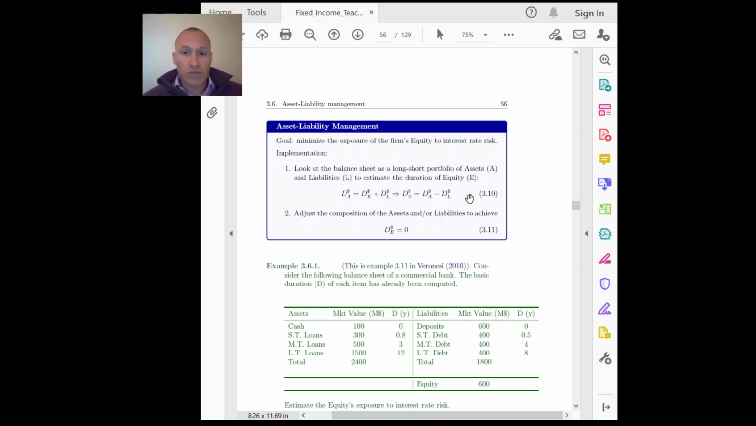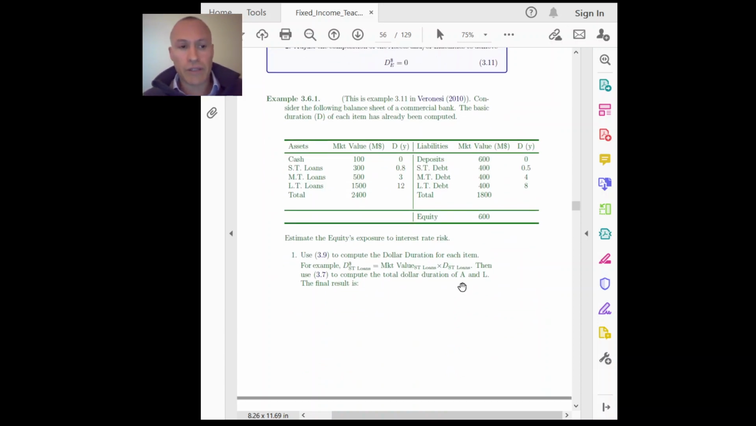And then I'm going to take actions to manage that risk. I can adjust the composition of the assets and the liabilities to drive down the dollar duration of equity, the exposure, the sensitivity of the equity to interest rates. In the limit, I could make that sensitivity zero, and in this case, there would be no interest rate risk. So let's look at this example here.